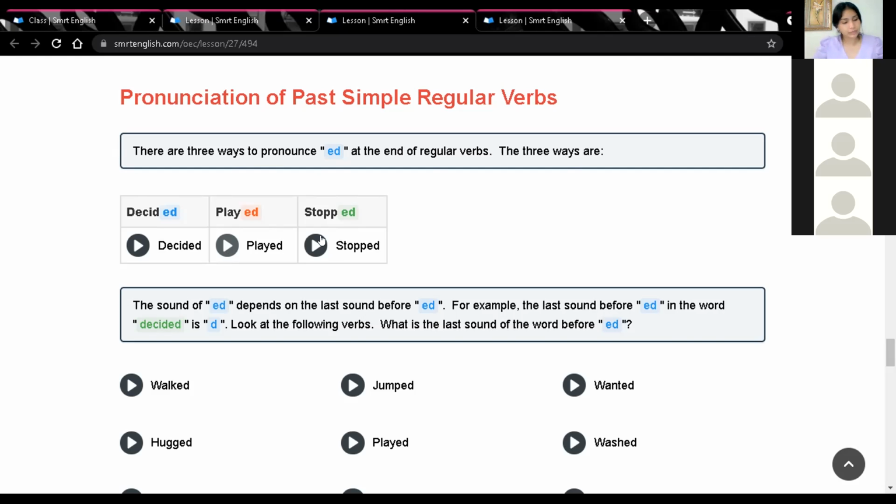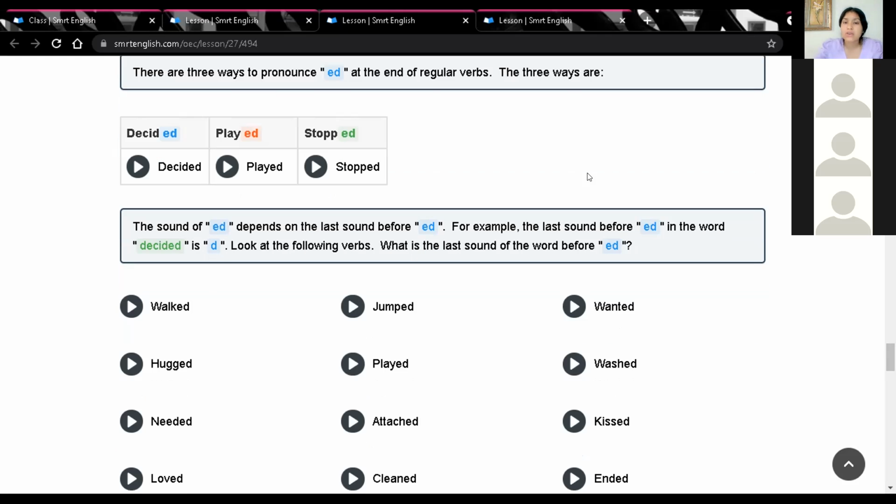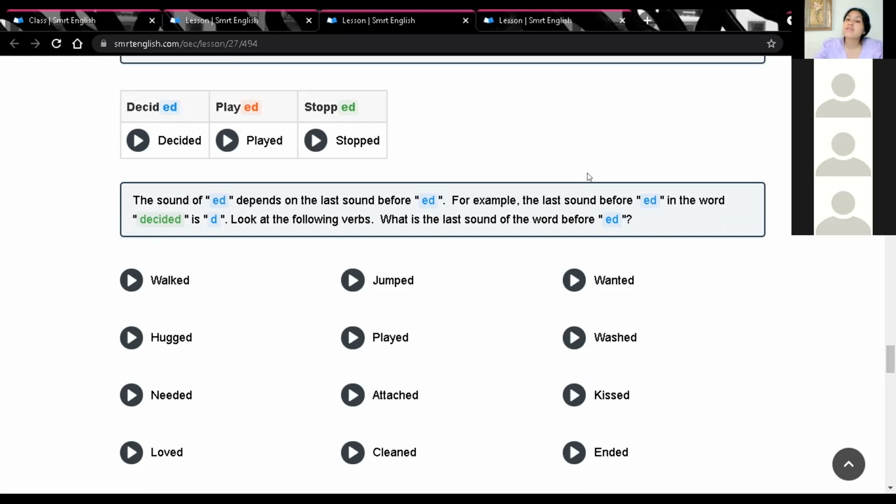Third example. Stopped. Here something similar to the previous one happens. The E doesn't sound, but the D at the end doesn't sound like D. It sounds like T. Stopped. So we have 3 different sounds. We have the id, we have the d, and we have the t. The sound of the ed depends on the last sound before it. For example, the last sound before ed in the word decided is D.